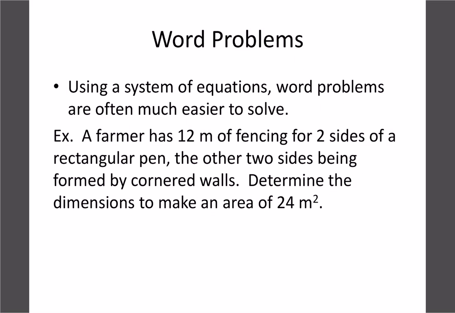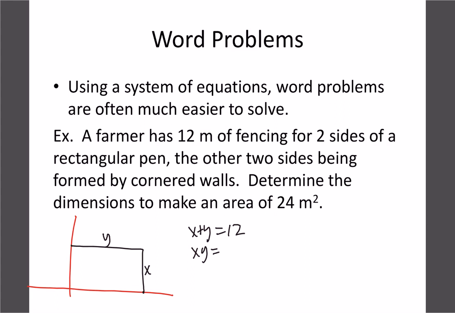It says a farmer has 12 meters of fencing for a rectangular pen that's inside of a corner of a wall. If we were to draw this out, we just have our two sides. Let's call one y and the other one x, and that's it. We know our perimeter, so x plus y has to equal 12, and it says in this question x times y, our area, equals 24.